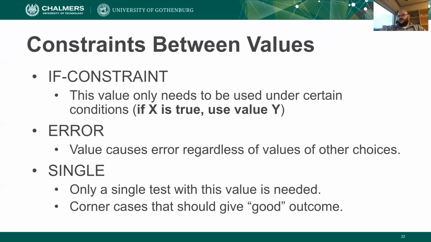So the third are what are called single constraints. And these are very, very similar to error ones, but are more general purpose, right? This is to indicate values that are special or unusual in some way, but are not going to cause an error. They're still going to lead to a normal outcome. Or they should, but we want to try them once just to be certain that they work. This is often what you use for your weird corner case situations, your boundary values.